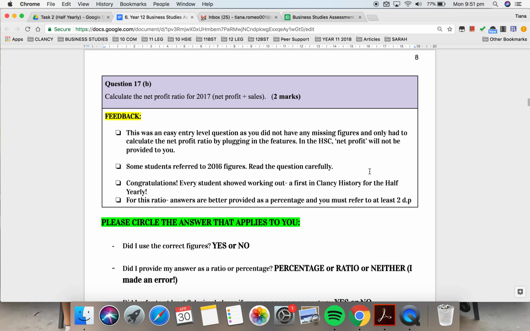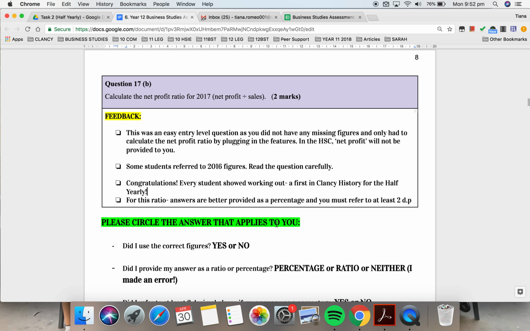Okay, moving on to question 17B. Calculate the net profit ratio for 2017, and the formula is provided to you. Now, when it says calculate, you need to show working out. And you can see the third point here. I've said congratulations. Every student showed working out, a first in Clancy history for a half yearly. Every student provided working out. Whether that working out was correct or incorrect, that's a different story, but every student provided working out.